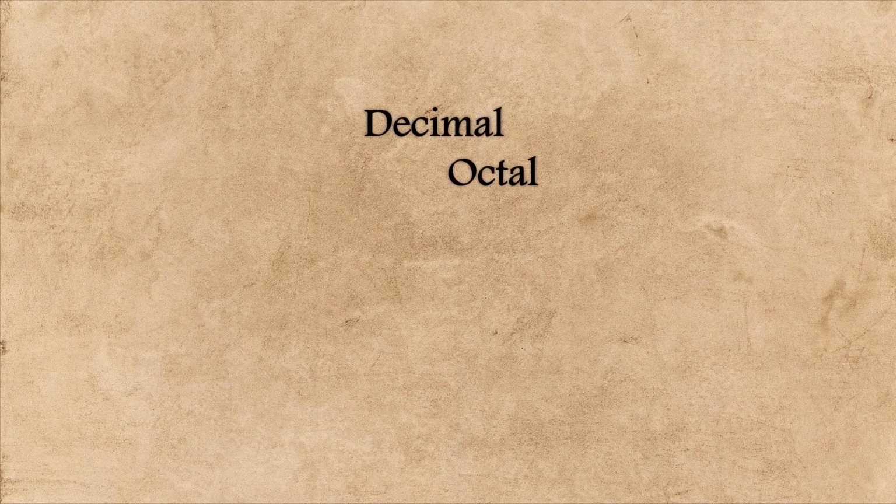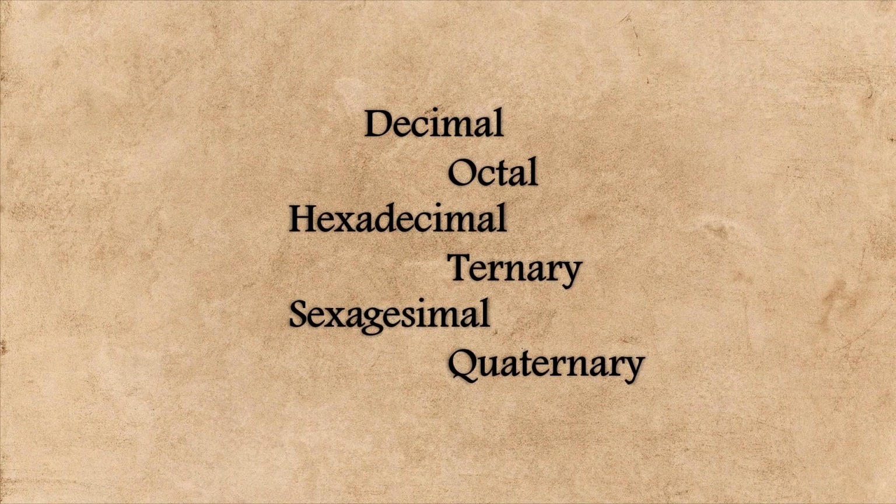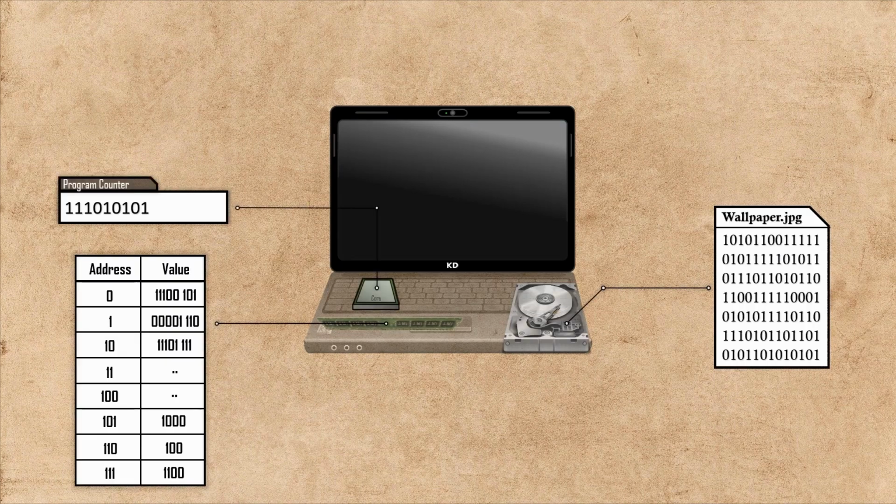Decimal, octal, hexadecimal, ternary, sexagesimal, quaternary. There are so many number systems out there. Then what makes binary the choice to store data in computers? Be it the hard disk, the RAM, or the processor? Why not use decimal, which we are more familiar with? Let's find out what's so special about binary.